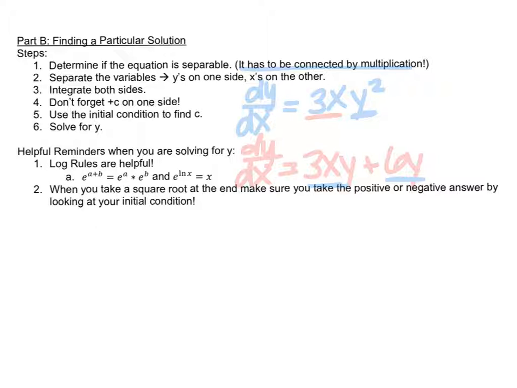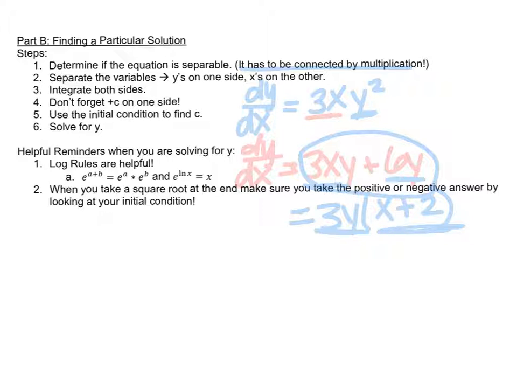But I can turn it into separable in this case, because if I factor out a 3y, I have x plus 2 left over. Now this is separable because the y's and the x's are now being multiplied together. So sometimes you can manipulate it to separate it. Sometimes, for example, if it was x plus y, you couldn't do anything with that. So that would be not separable.